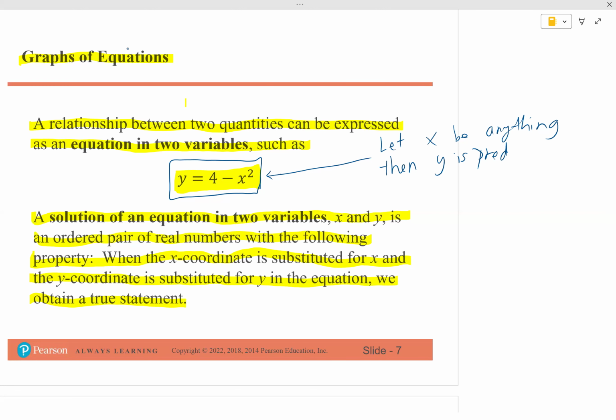How do you spell that? Determined? That's a lot of e's in one word. Anyway, determined, something like that.